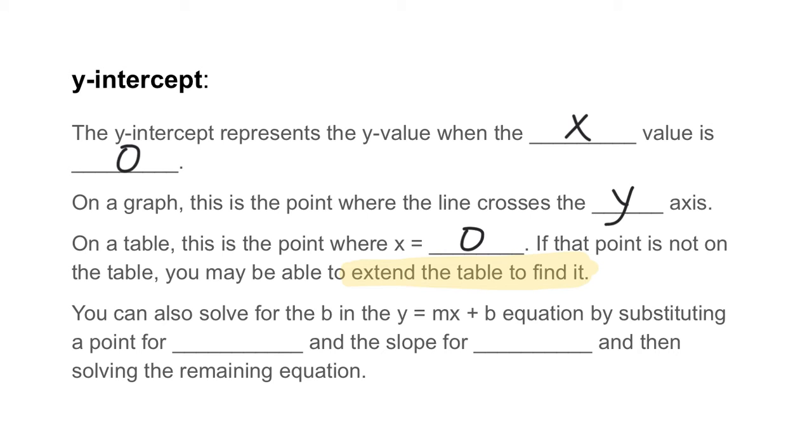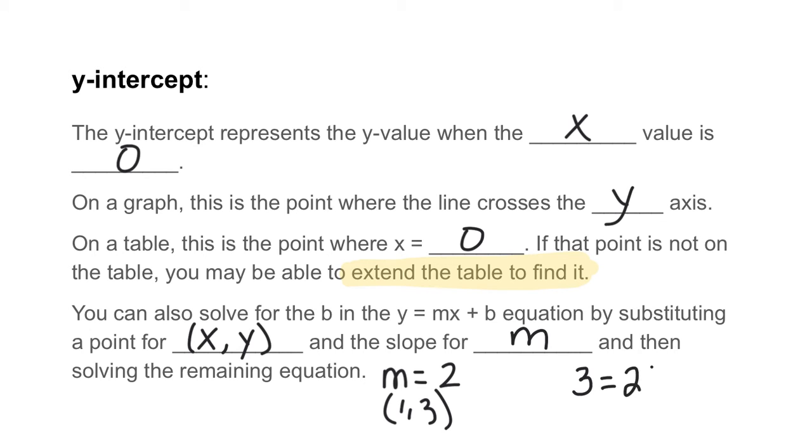By substituting a point in for x and y, and the slope for m, and then solving what's left. So if you know that your m is equal to 2, and you have a point at 1, 3, you would sub that in as 3 equals 2 times 1 plus b. So this is your y equals your m, your x, plus b. And then you could solve that to find your b.